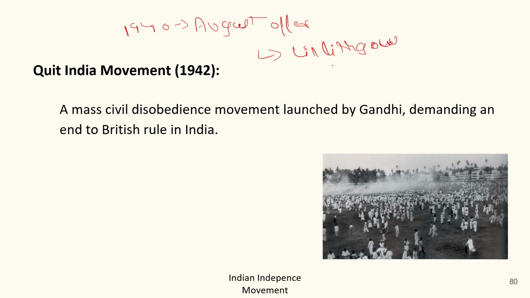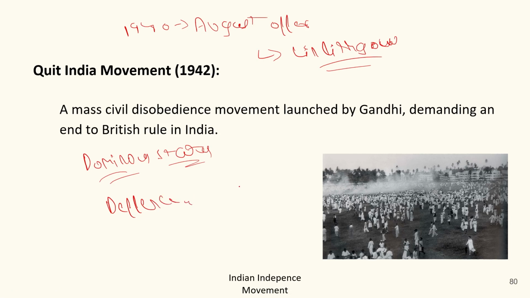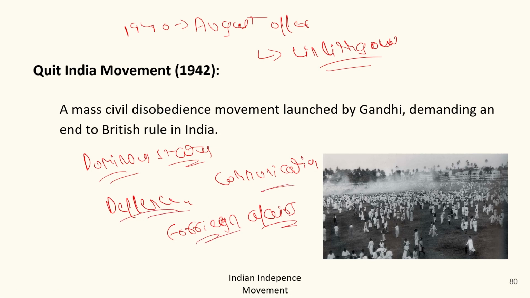Linlithgow. Okay. In the August Offer, they offered dominion status. It simply means that after the war, you can get the right of running your government except three matters: defense, communication, and foreign affairs. So the British agreed in the August Offer, which came under Linlithgow, that you would get dominion status, meaning you can run your own government, but the government would not be able to take decisions over defense, communication, and foreign affairs.